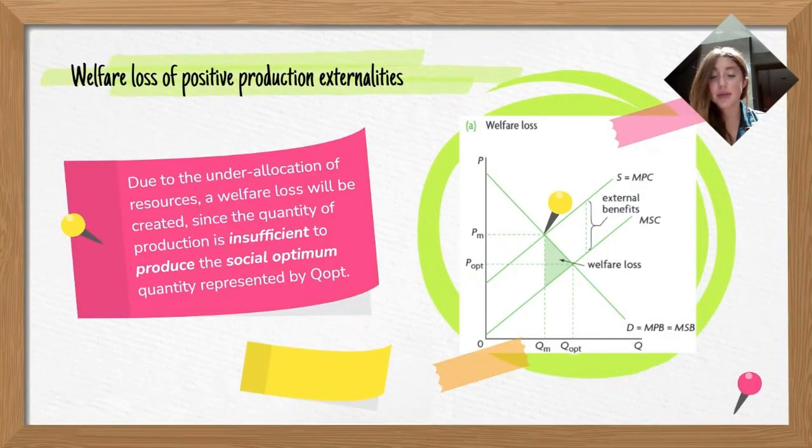Initially the equilibrium is at PM and QM, but due to the under-allocation of resources, the socially optimal quantity QOpt is not reached. This creates a welfare loss represented by the shaded area between the MSB and MSC curves, as the quantity produced is insufficient to maximize social welfare. And you may wonder why there is a welfare loss if the externality is positive. Well, it turns out that when the quantity produced is less than the optimal, society is missing out on the additional benefits they could have obtained if the optimal quantity was produced. However, externalities can be corrected to increase production, causing society to recover the benefits of the shaded area.